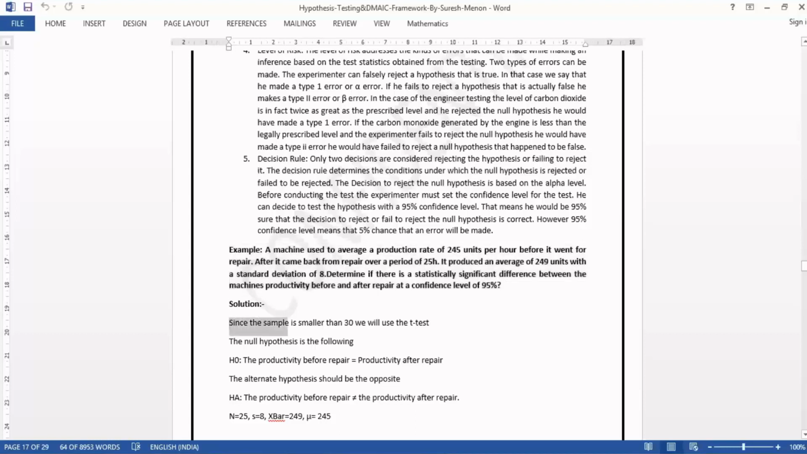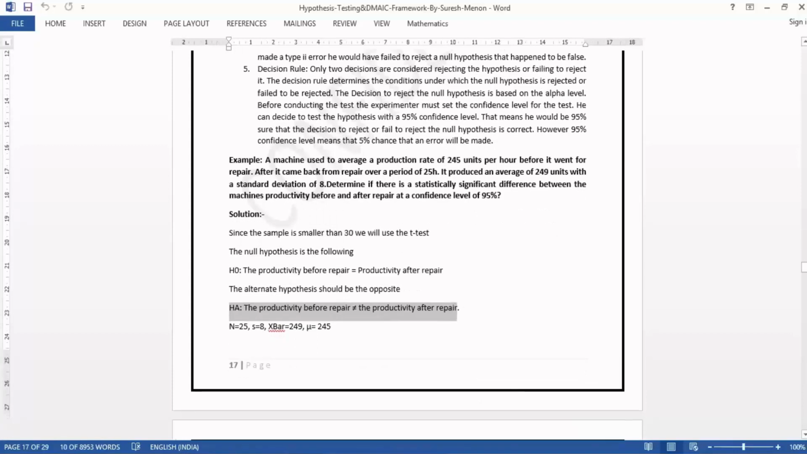Since the sample is smaller than 30, we will use the t-test, which is given in the analysis phase. The null hypothesis, denoted by H0, is that the productivity before repair is equal to the productivity after repair. But the alternate hypothesis should be the opposite: the productivity before repair is not equal to the productivity after repair. And N is equal to 25, standard deviation S is equal to 8, X bar, the average, is equal to 249, and mu is equal to 245.